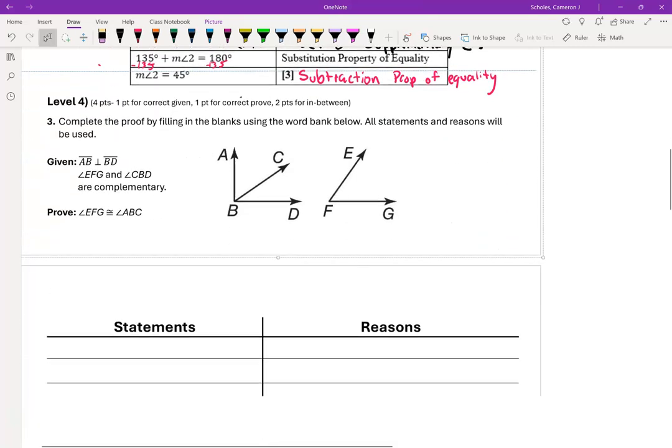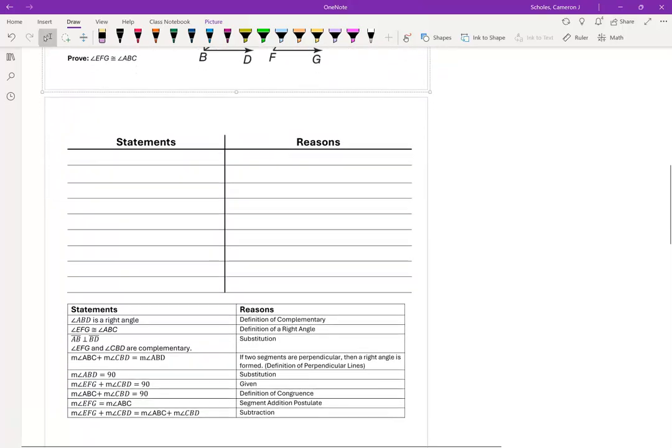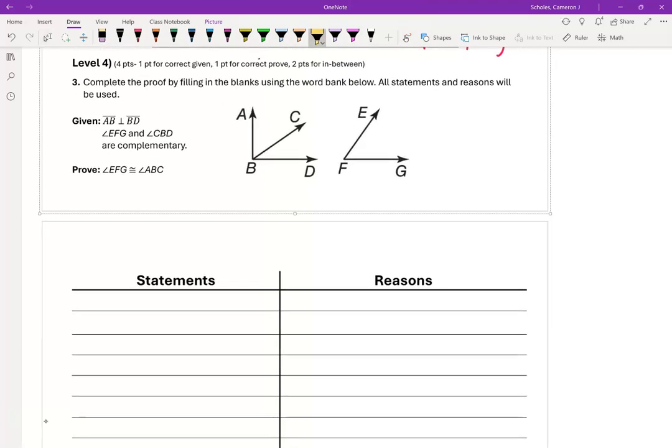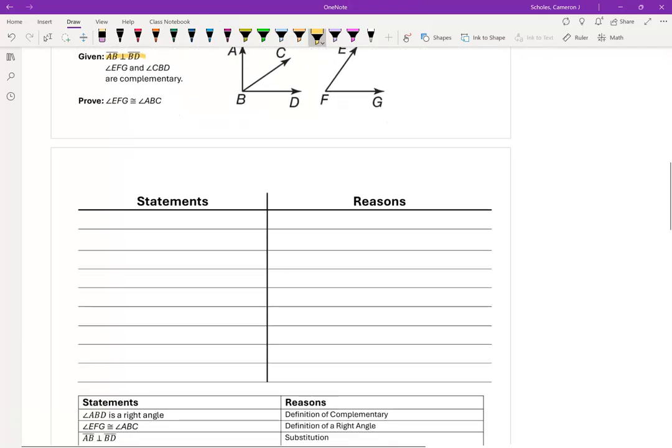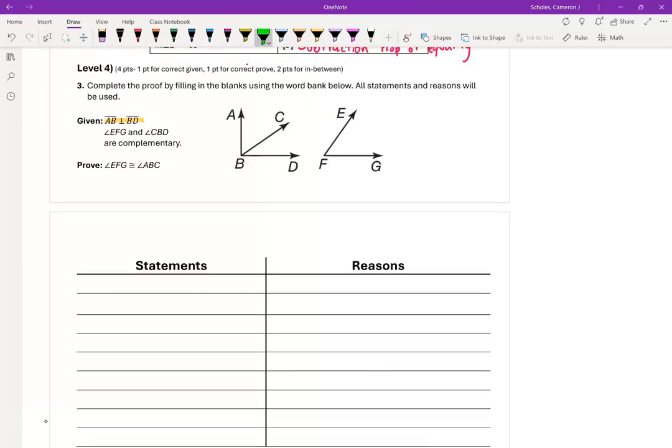Now, level 4 becomes a little bit harder. We gave you a word bank at the very bottom to help you out, so we're going to use that. For the first one, we have this first given: AB is perpendicular to BD. This one also has a second part, so we want to include it as well. Our first statement is going to say AB is perpendicular to BD, and I will put a little semicolon there to represent "and."